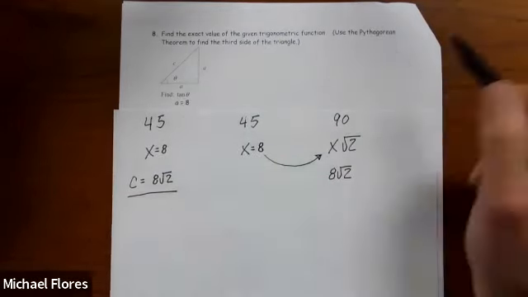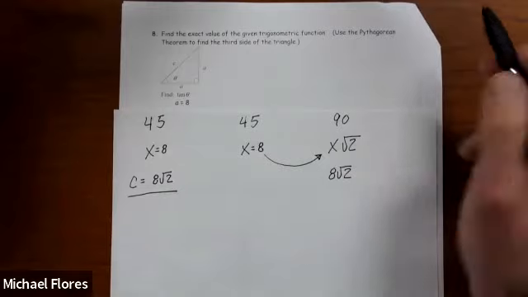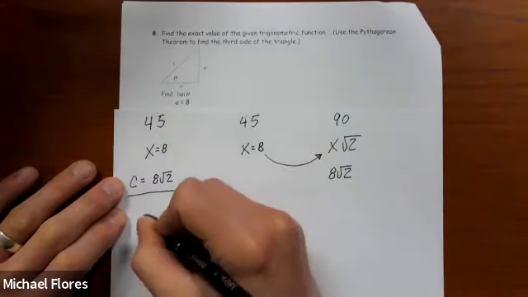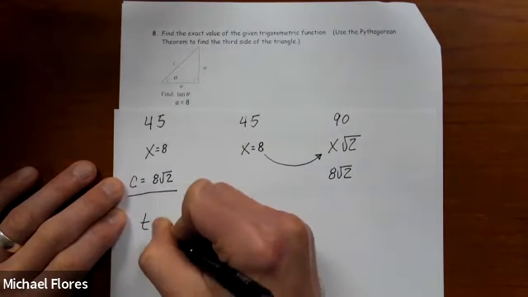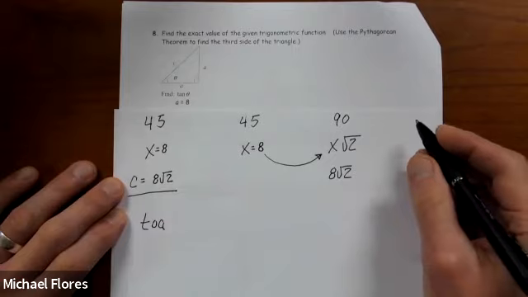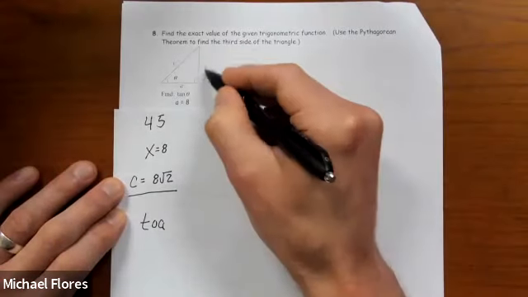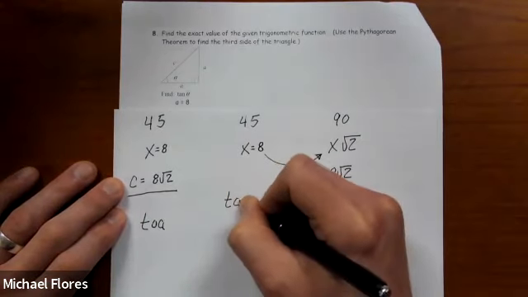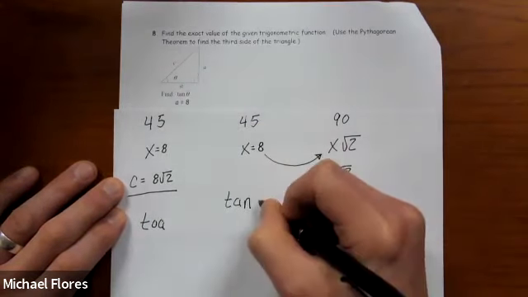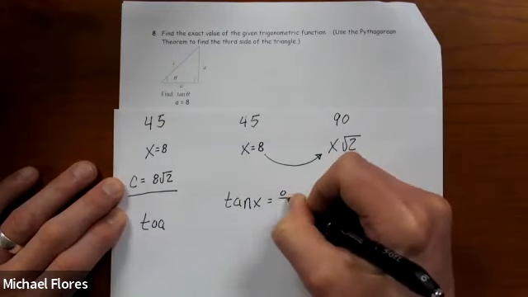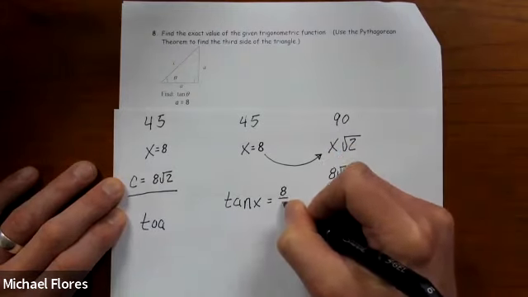Now, find tangent of theta. Notice angle theta is here. Tangent, that is TOA, or opposite over adjacent. If each of these side measures is 8, we would be solving for tangent of theta, or tangent of x, is equal to 8/8.